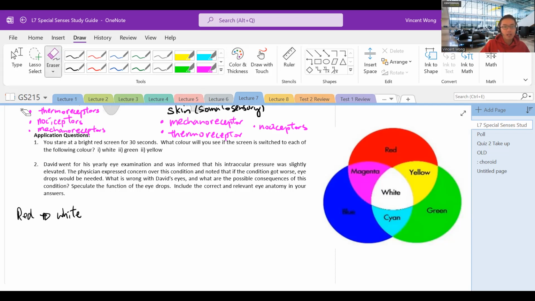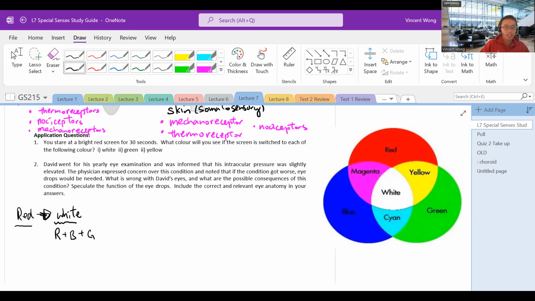You are staring at a red screen and then you switch to a white screen. Let's try to understand what receptors we need in order to see the color white. Now, based on what I told you, to see the color white, you would need the red receptor plus the blue plus the green, right? All 3 of them are going to be stimulated by the same intensity in order for you to perceive the color white.